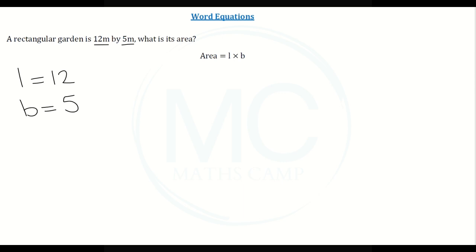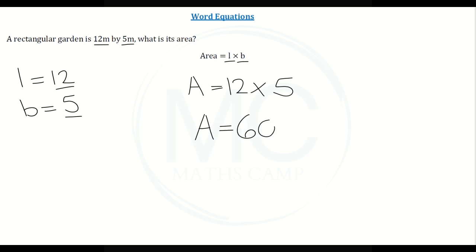And now I can write my equation. So for area, I'm going to say A is equal to L, which I know is 12, multiplied by B, which I know is 5. 12 multiplied by 5 is 60. So the area of the garden will be equal to 60.